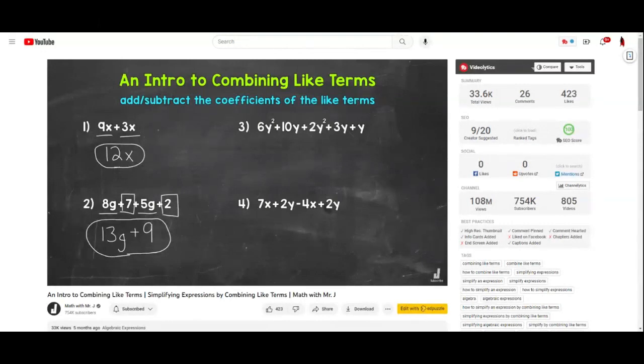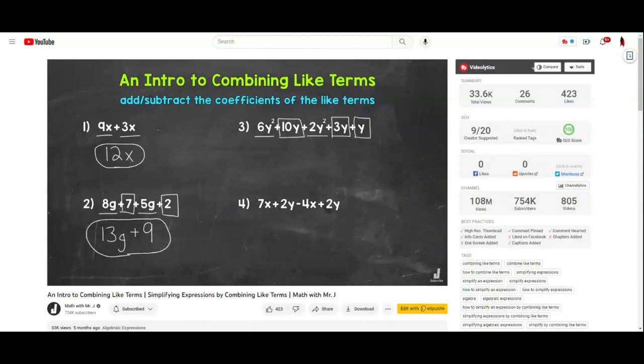Let's move on to number 3, where we have 6y squared plus 10y plus 2y squared plus 3y plus y. Let's find any like terms that we can combine. We'll start with 6y squared. 2y squared is a like term. Both of those terms have that variable of y to the power of 2. Now, do we have any other like terms within this algebraic expression that we can combine? Yes, 10y. And I will box these terms in order to separate them from the y squared terms.